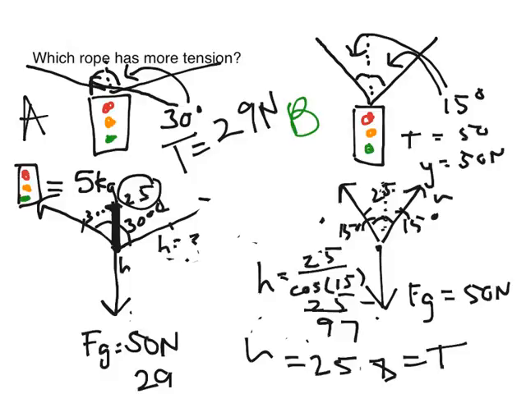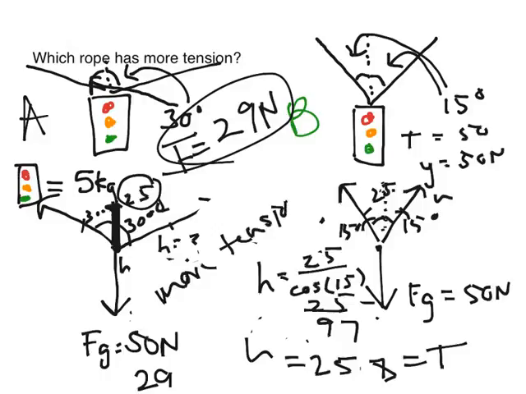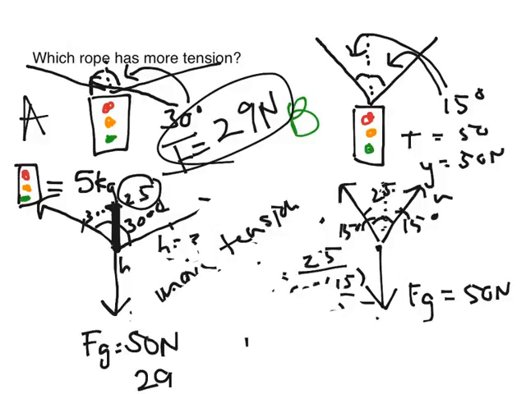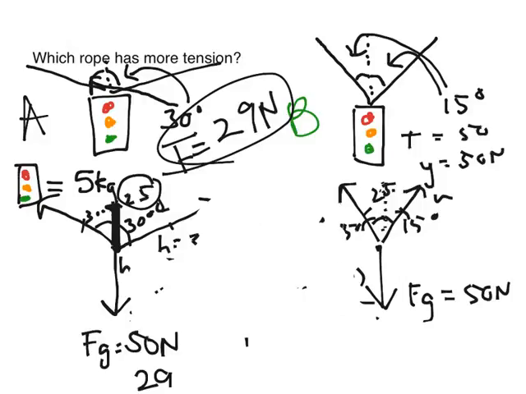So your tension is larger in which one? Hopefully you're like, okay, well 29 is much bigger than 25. So there's more tension in A. I'm about to erase everything, so pause it if you're not done writing. So more tension in A. Why the heck does this make sense? Why would there be more tension in A? All we did was change the angle.